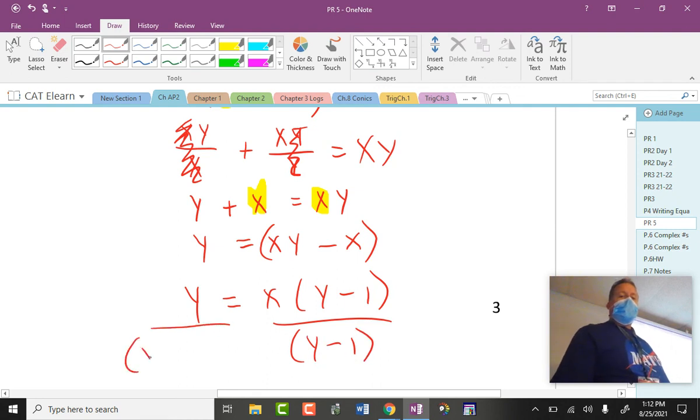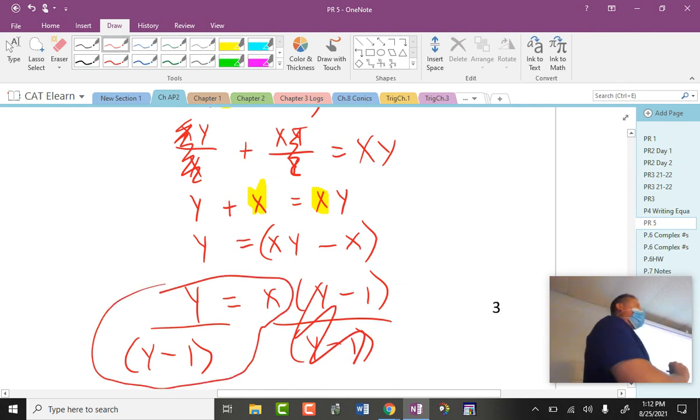Almost identical to the last one except for one extra step. And then if I just cancel that out, that's the answer. A circle like that, so I don't have to rewrite it. And that's all she wrote.